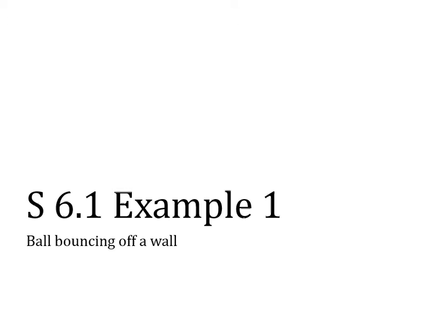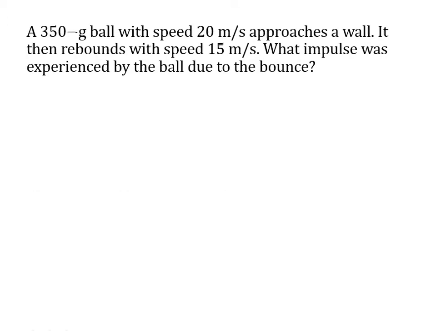Chapter 6 begins with the idea of impulse, and here's an example that goes along with that. Here we'll have a ball bouncing off of a wall. A 350-gram ball with speed 20 meters per second approaches a wall. It then rebounds with speed 15 meters per second. What impulse was experienced by the ball due to the bounce?